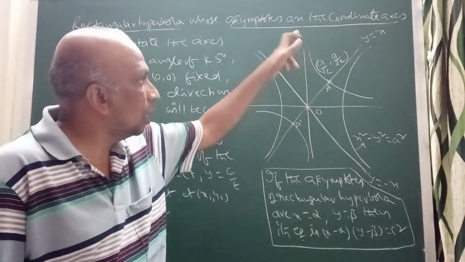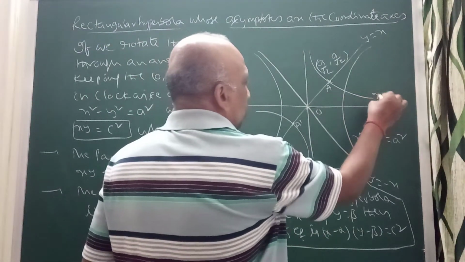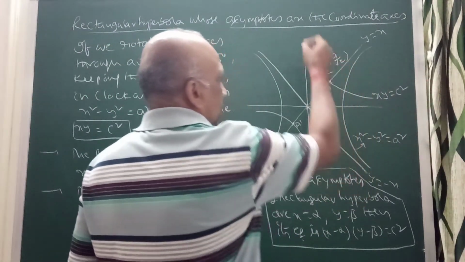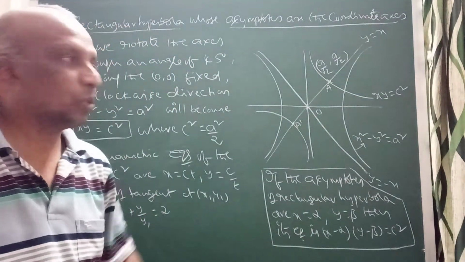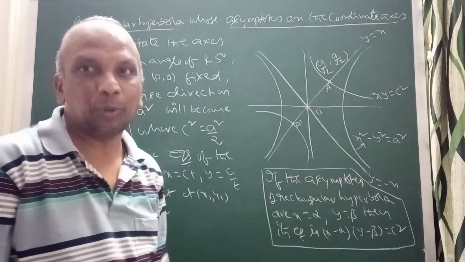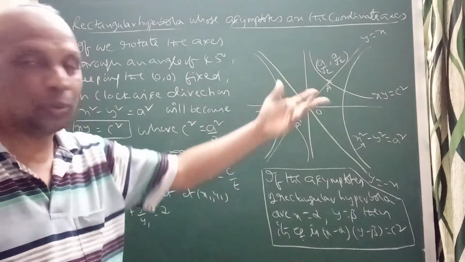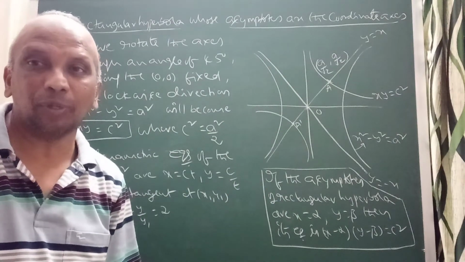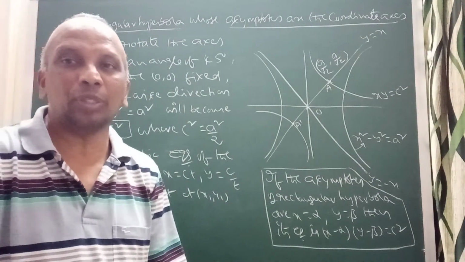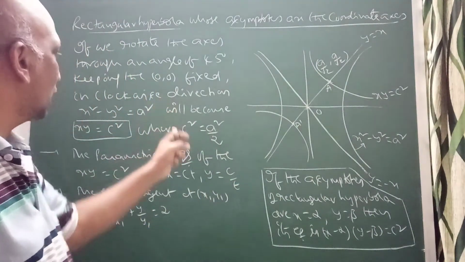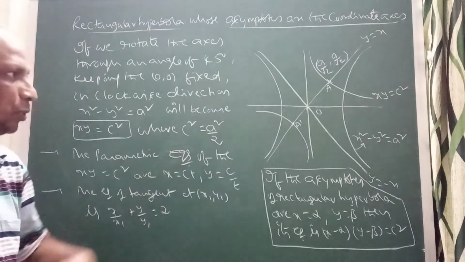We can consider this as xy equal to constant, xy equal to c square. This is a rectangular hyperbola whose equation is xy equal to c square. So these are passing through the point a by root 2 comma a by root 2. You can substitute in xy equal to k, and you get k equal to a square by 2. The equation will become xy equal to a square by 2. Replace a square by 2 with c square. So the equation will become xy equal to c square, where c square equal to a square by 2.